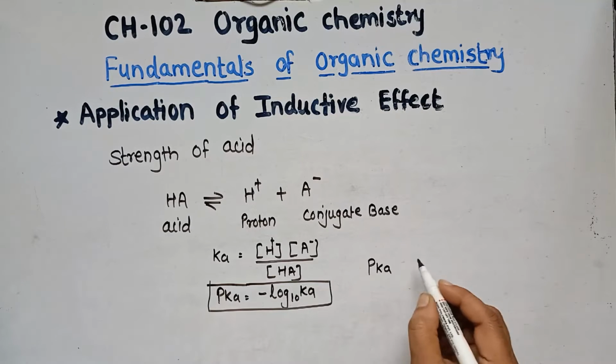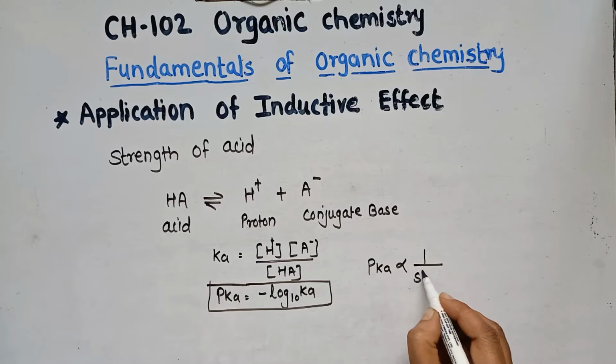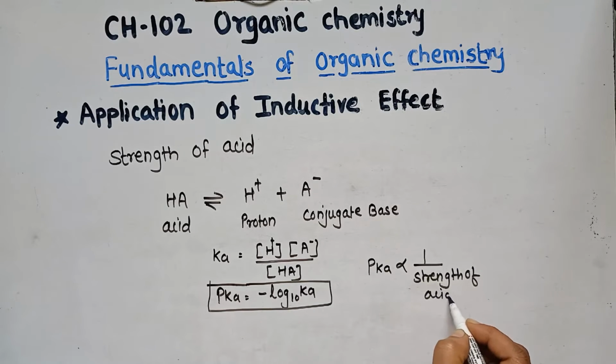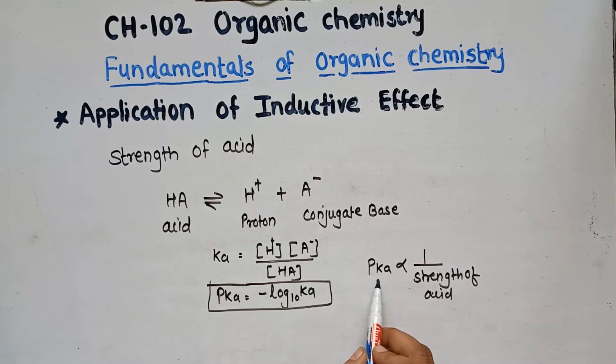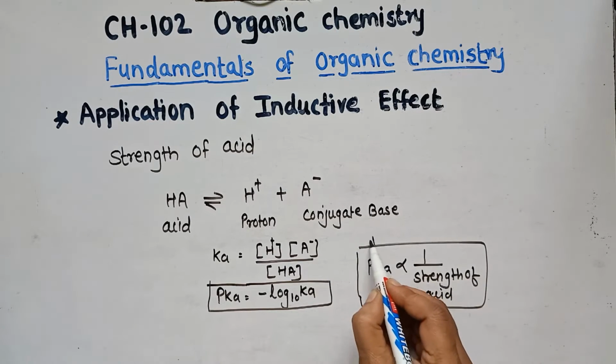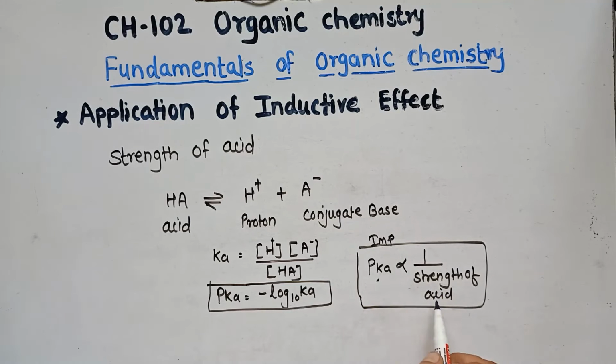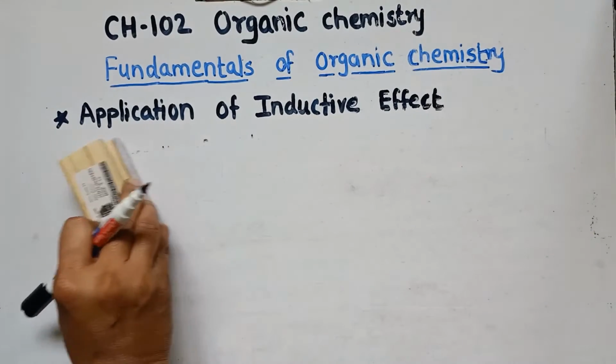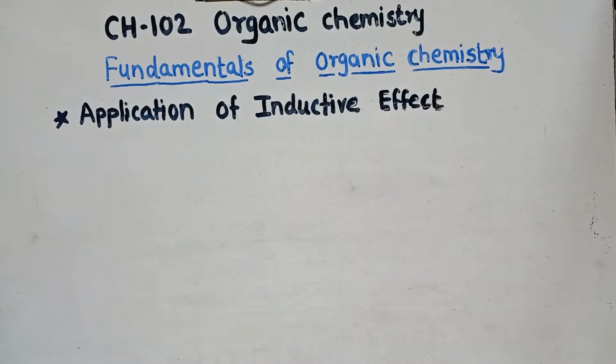The pKa is inversely proportional to the strength of acid. So smaller the pKa, stronger is the acid. Larger the pKa, weaker is the acid. So you have to remember this point. It is very important. So pKa is inversely proportional to the strength of acid. Then we see one by one application of this inductive effect. It is clear, strength of acid. So by using this part we can see the application of inductive effect.